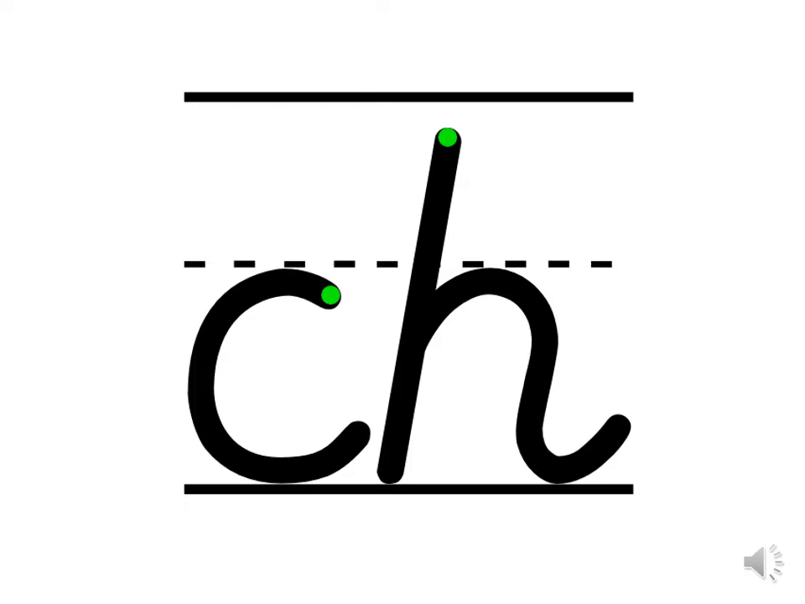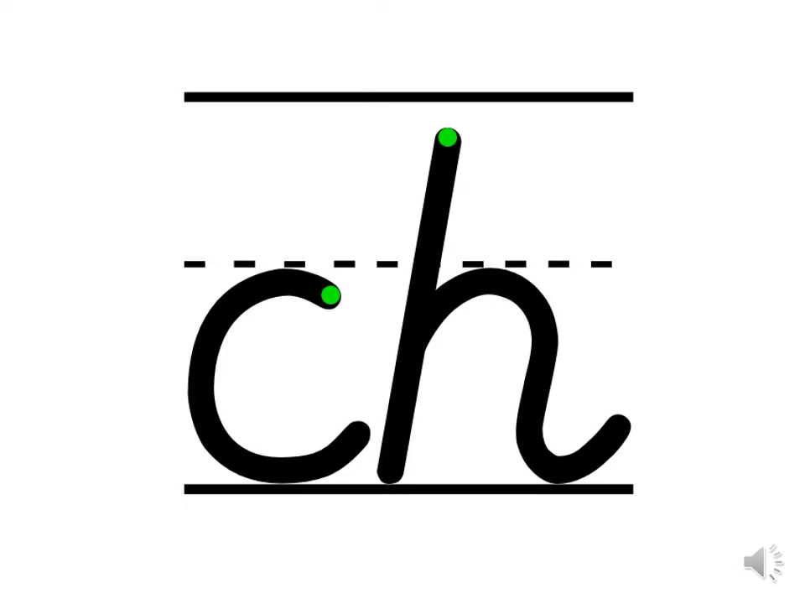We're ready to practice forming this digraph now. The C goes around in a curve. That's because it's a curly caterpillar letter. And the H is a one-armed robot letter. Let's practice the C first.